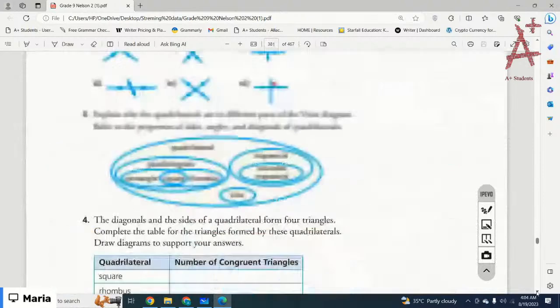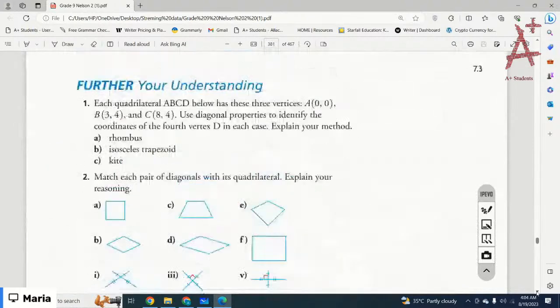Okay, let's just see the practice questions. The first one is: each quadrilateral ABCD below has three vertices, A (0, 0), B (3, 4), and C (8, 4). Use diagonal properties to identify the coordinates of the fourth vertex D in each case.